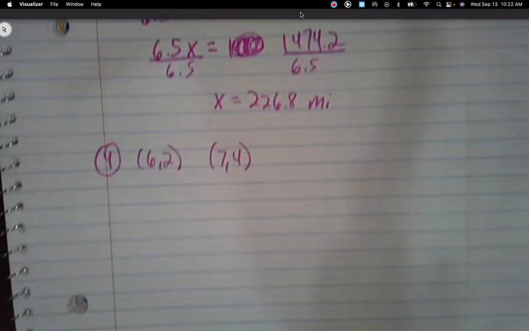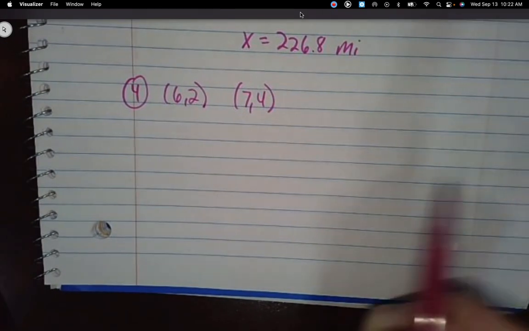But, okay, how do I find the slope for number 4? Yep, let's subtract our y's.